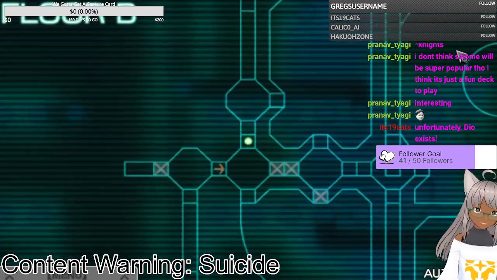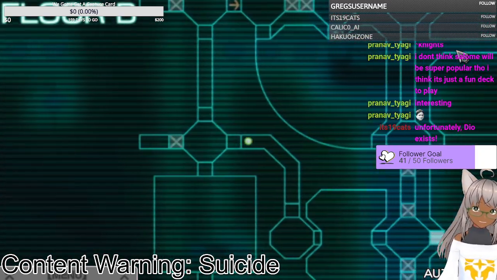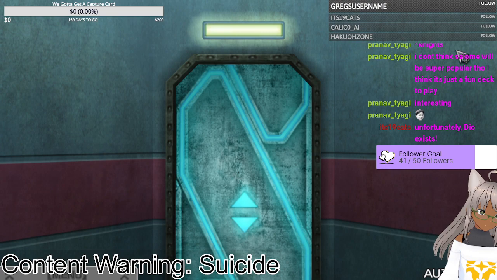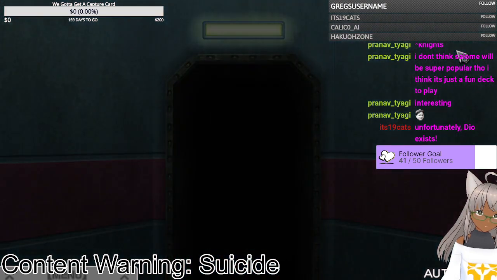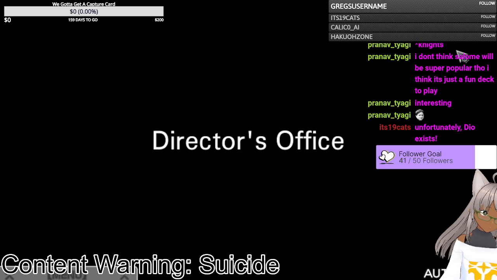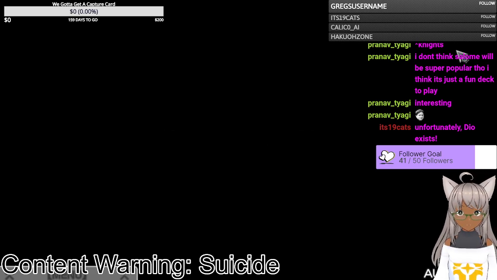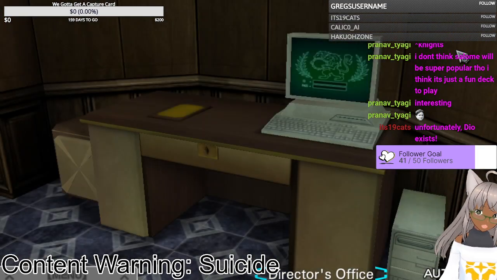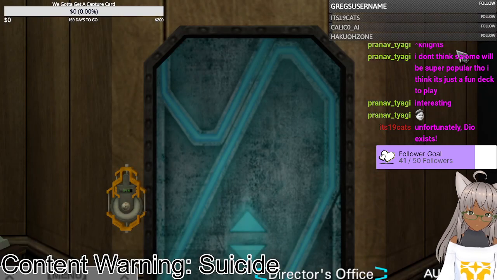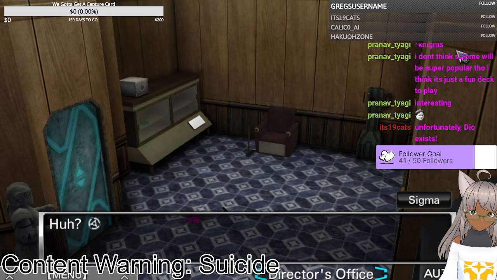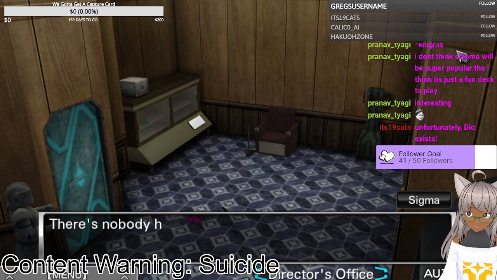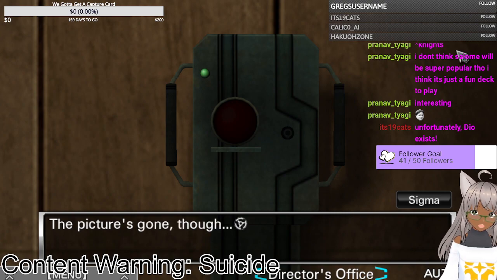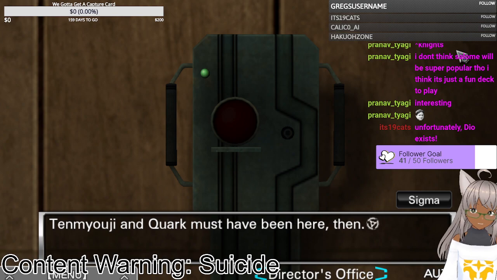How did we go through that door? I thought the arrows meant they were one way, but I guess not. We're gonna find something terrible. I'm scared. Where'd they go? Huh? That's odd. There's nobody here. The picture's gone, though. Tenmyoji and Quark must have been here then.